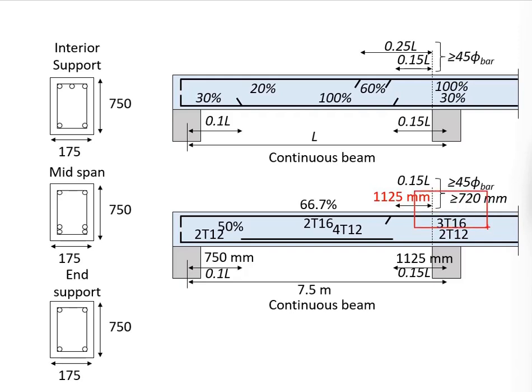Next, we look at the top reinforcement. We need 3T16 as the top reinforcement at the interior support. Towards the end support here, you can reduce the bar to 2T16. Bare minimum, you need 2 units of rebar, one at each corner of the shear link. Reducing from 3 units of rebar to 2 units of rebar gives you 66.7%. This is slightly higher than that 60% here. Therefore, you can choose to do the curtailment at this location.